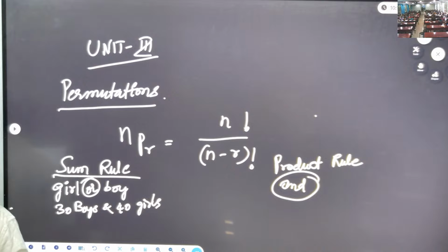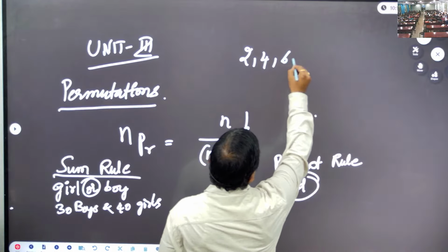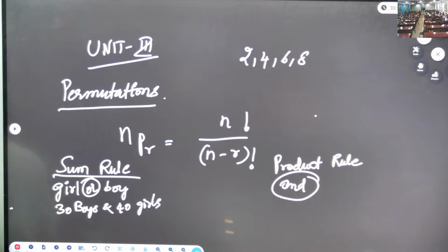Example: how many 4-digit numbers can be formed by using the digits 2, 4, 6, 8, when repetition of digits is allowed.